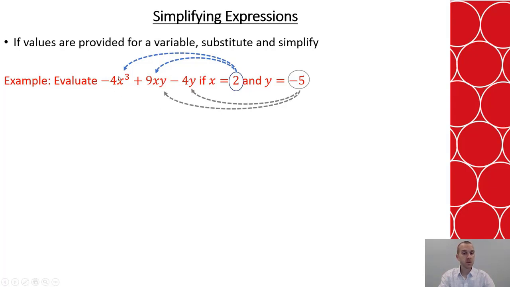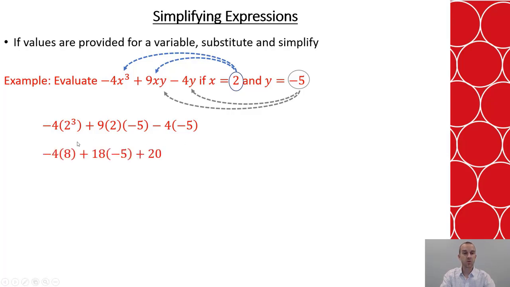Now it's important to remember that this x cubed is its own quantity being multiplied by negative 4. It is not negative 4 times x quantity cubed. That's important. It's just the x cubed. So I'll start with my exponents, and then I can start doing some of the other multiplication along the way.